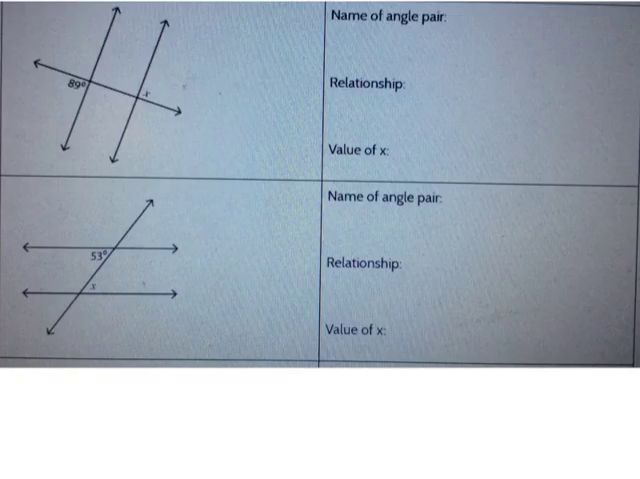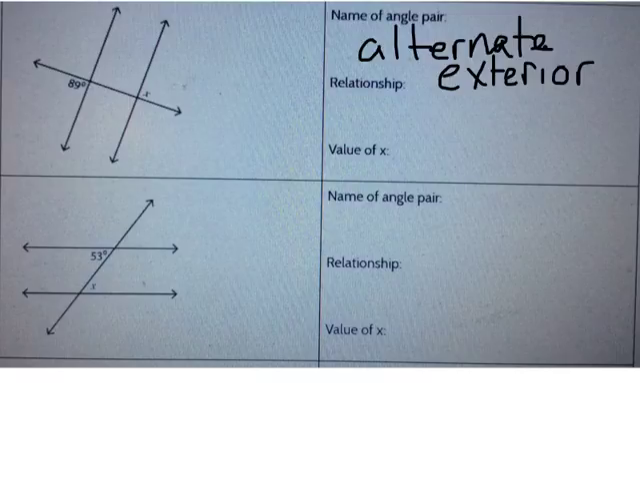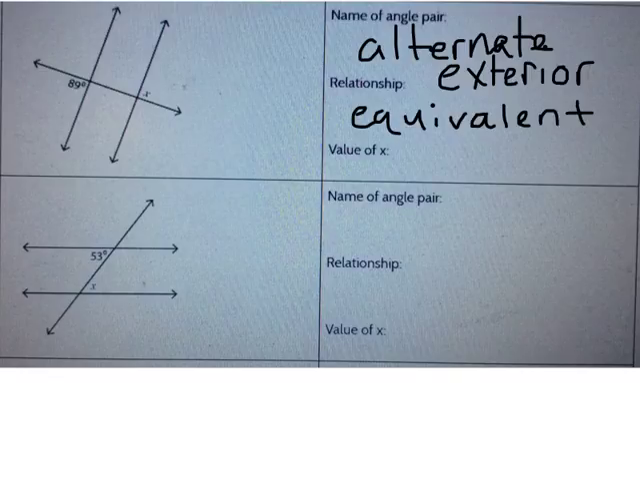Let's look at another. What's the name of this angle pair, 89 degrees and x? These are alternate exterior angles. So what's their relationship? Alternate exterior angles are equivalent to one another. So what's the value of x? It's 89 degrees.